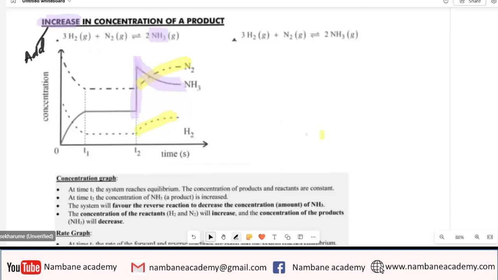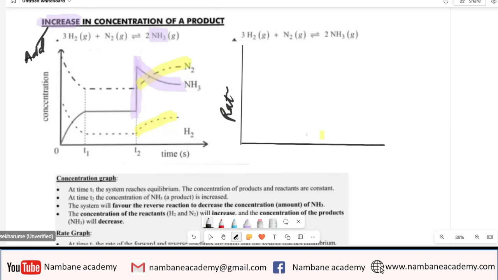More or less we are on the same page. I'm going to draw the graph. This will be the graph of the rate versus time in seconds. Okay, now this is the forward reaction, and this one will be the reverse reaction.